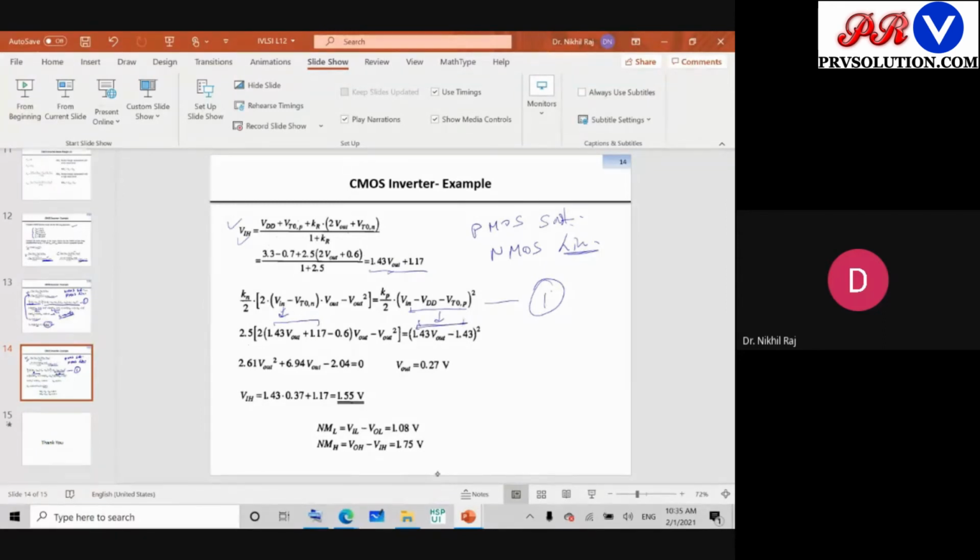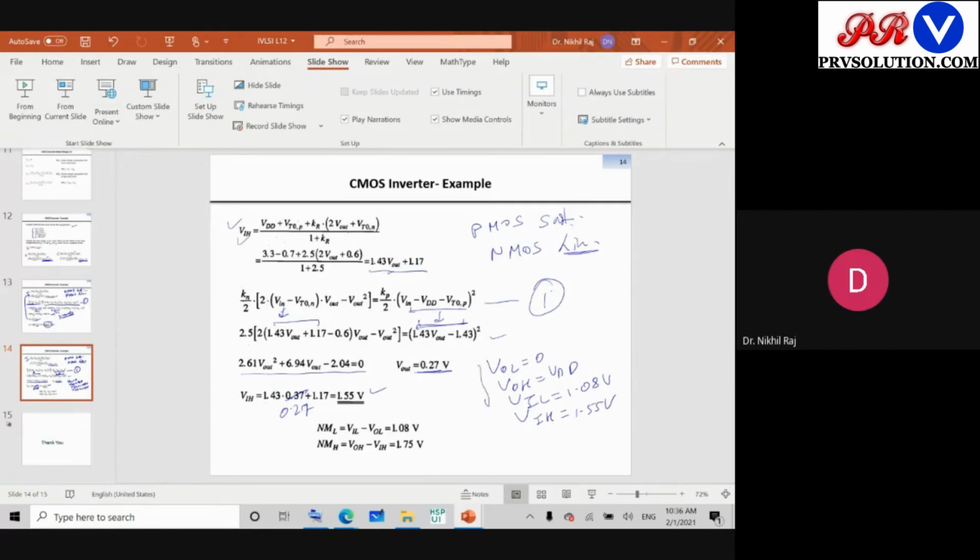Again, what we see here is in the form of V out. So we get a quadratic equation. Among the two roots, one will be the solution, that is 0.27. Then substitute this 0.27 here. You will get 1.55 volt. So we have VOL equals 0, VOH equals VDD, VIL we have got 1.08 volt, and VIH is 1.55 volt.